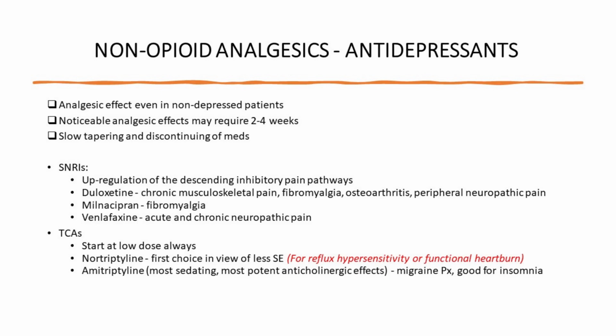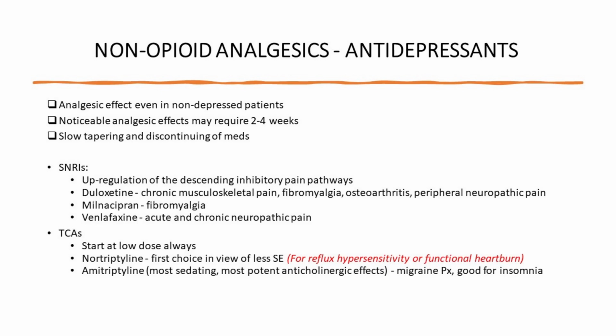Moving on to non-opioid analgesics, the antidepressants. Both the tricyclic antidepressants, the TCAs, and the serotonin norepinephrine reuptake inhibitors, the SNRIs, possess analgesic qualities, if you didn't know. These so-called analgesic antidepressants provide pain relief separate from their antidepressant effects, and they have an analgesic effect even in patients who are not depressed. A noticeable analgesic effect, though, may require 2 to 4 weeks of antidepressant therapy, so keep this in mind.